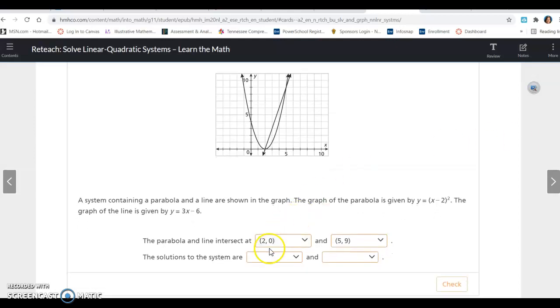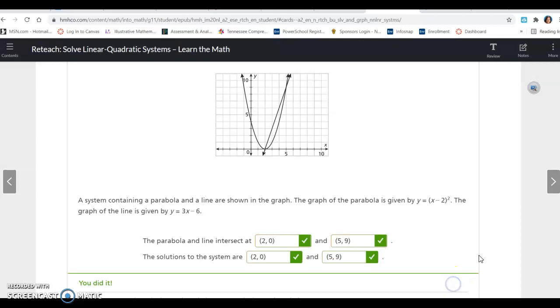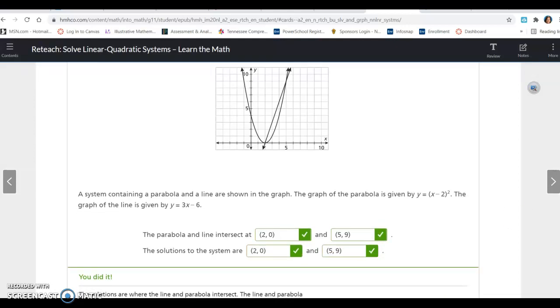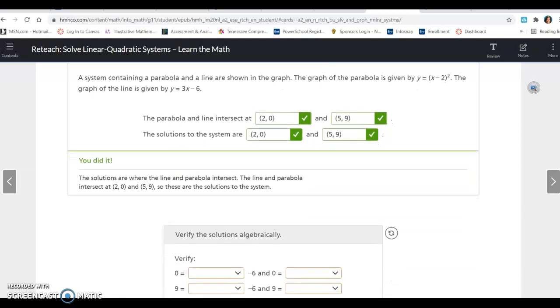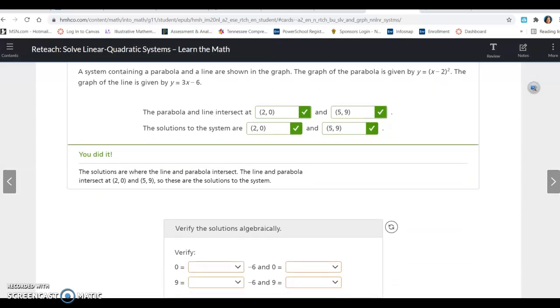It says the solutions of the system are, well, the solutions are the intersection points, so those should be the same answers. If you find the intersection of two equations, those will be your solutions. Now it says to verify our solutions. So we're going to verify our solutions. Let me see if I can get my pen working here.